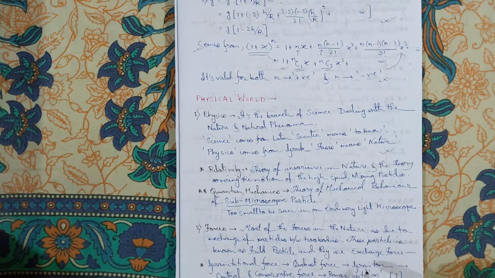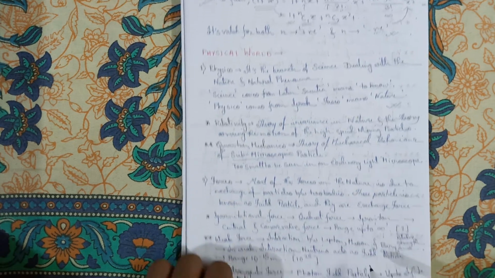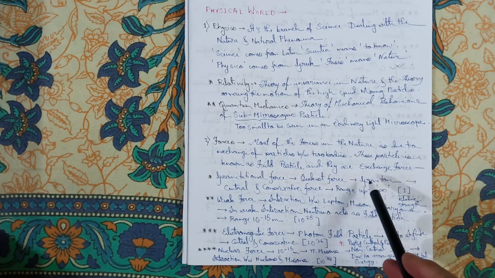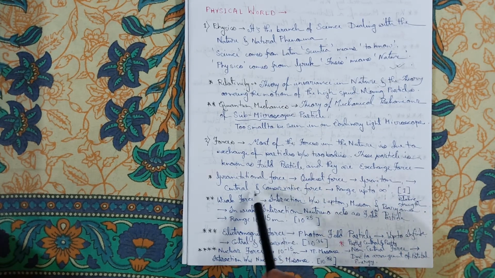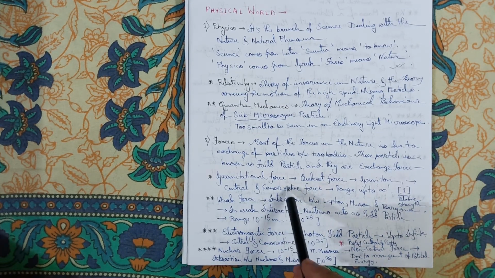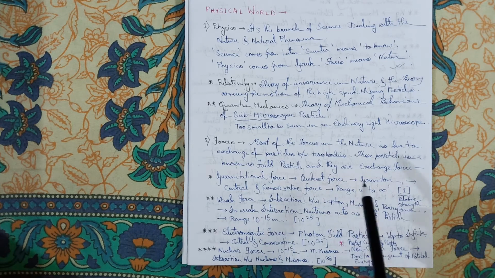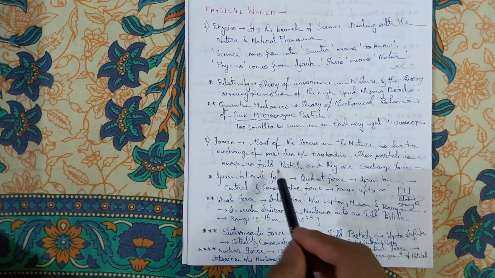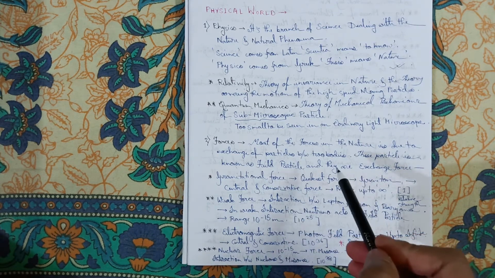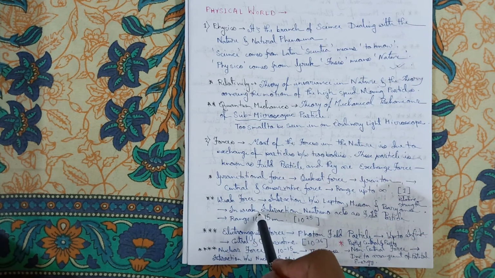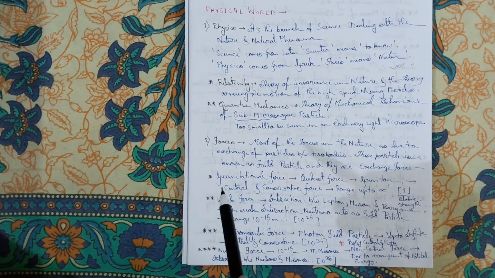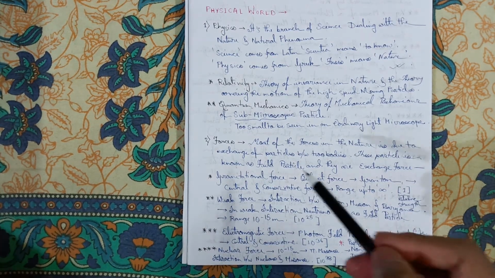You can see that the field particle is graviton here. The important property about gravitational force is that it is a central and conservative force. Central force means the gravitational force acts along the line joining the two points. Suppose there are two bodies and the gravitational force is acting; then the gravitational force must act on the line joining them.